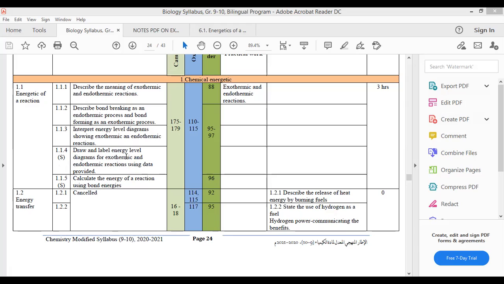Then next we have number 5, calculate the energy using the bond energies. Calculate the energy for reactants and for products. Then at the end, we will predict whether this reaction is exothermic or endothermic. So this is our topic today. Do you understand the syllabus?